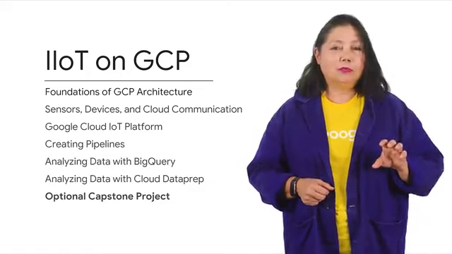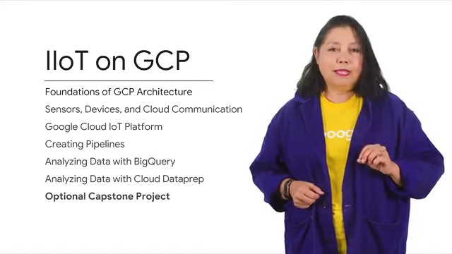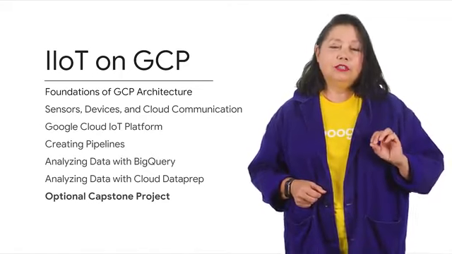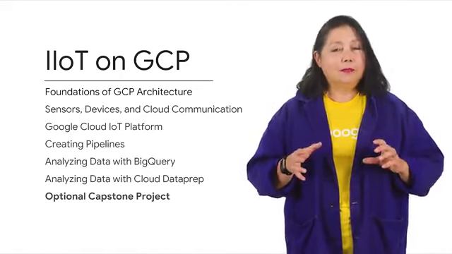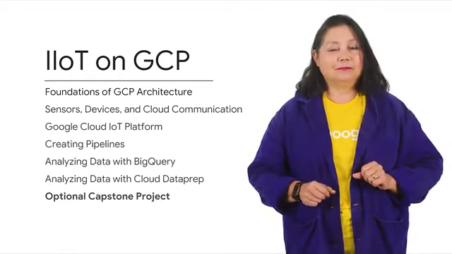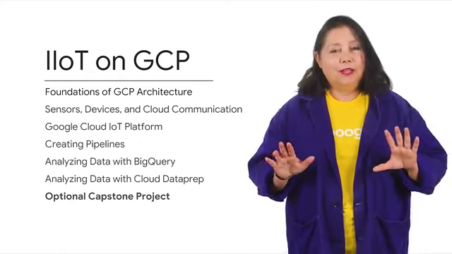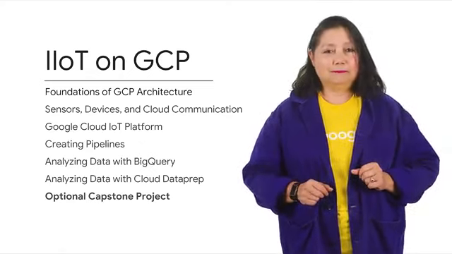The final module is an optional capstone project. In this module, the basics for each of the GCP stages are quickly reviewed, and the students are asked to build a GCP IoT data pipeline with minimal assistance. Minimal assistance sounds a little scary, but don't worry. By this time in the course, you'll have had plenty of practice with these services.